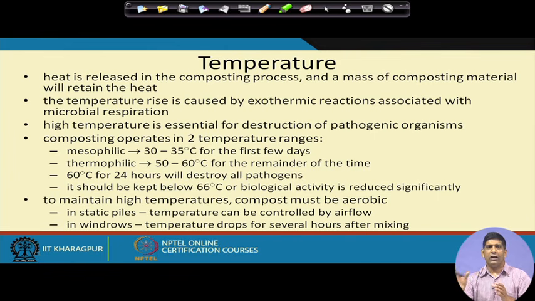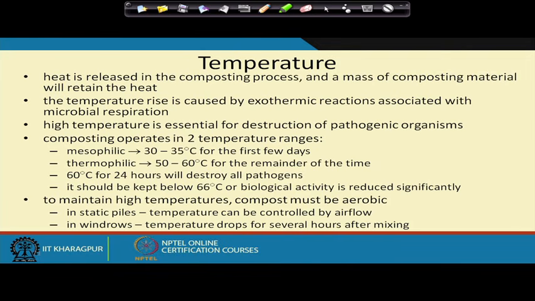Remember, you are working with waste. So when you are working with waste, you may have some pathogens present, and those pathogens need to be destroyed before you sell the compost. We test for those as well. So it should be kept below 66 degrees centigrade. We want it above 60, but we don't want it above 66, because if you take it above 66, most of the biological activity reduces significantly, because the bacteria start to die. So you don't want it above 66 degrees centigrade.